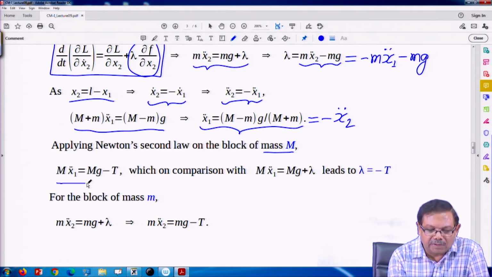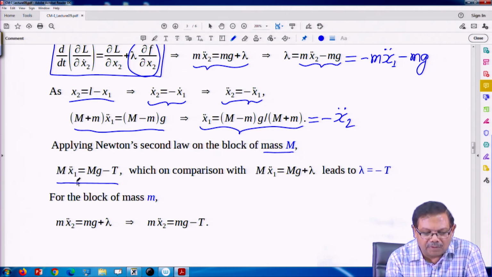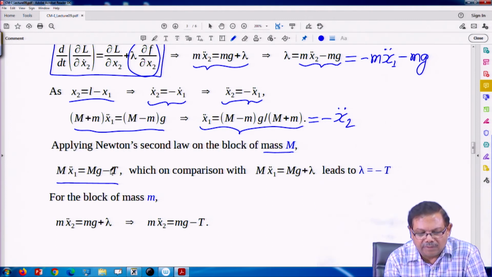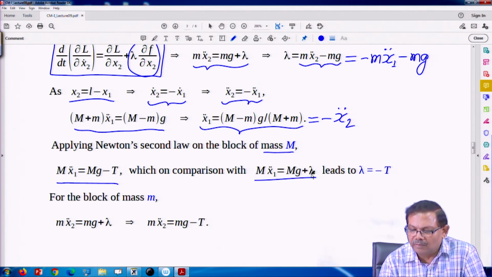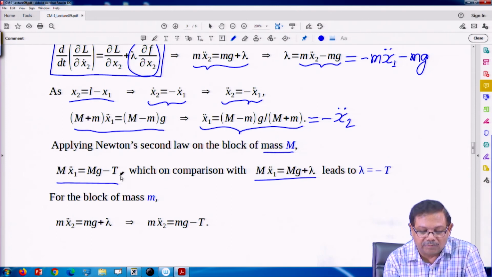So, that is uppercase M x 1 double dot equal to m g minus t. So, this is the tensile force because of the tension in the string, which on comparison with the equations we have got, what is lambda? So, lambda is the tension, right. So, it has dimension of force, that is what I am using.